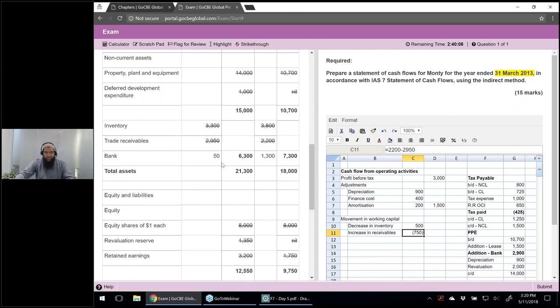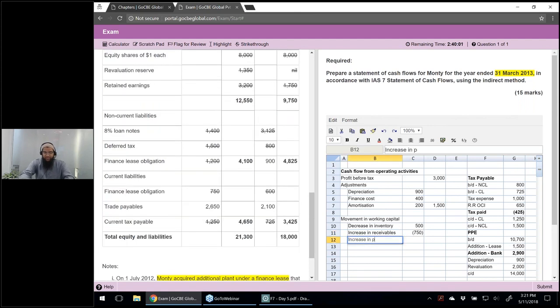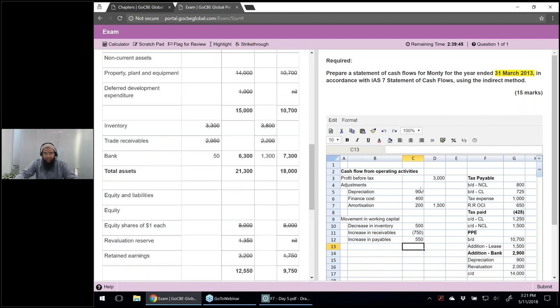Now let's see the trade payables. The trade payables are also increasing. So the increase in payables is going to be 2650 minus 2100. This will be positive because an increase in payables is going to support our cash. Now if we see, the entire balance sheet movement has been incorporated except for the bank.